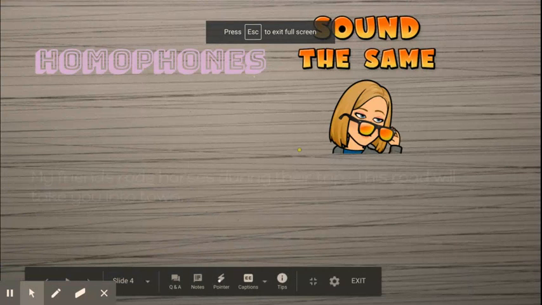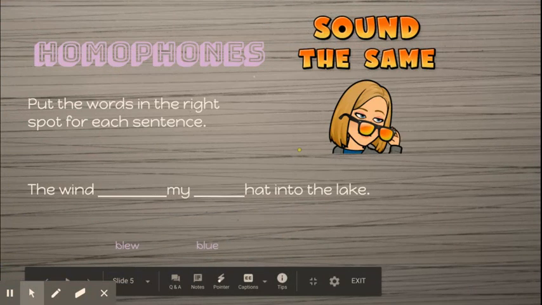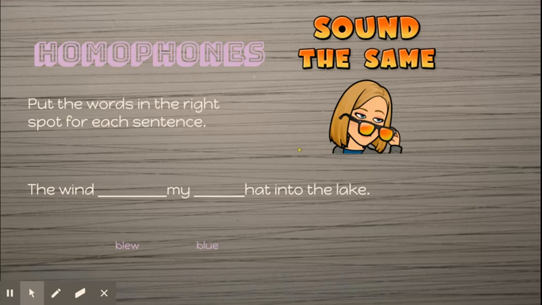So we are going to look at a couple of sentences and pick the correct word that goes into each sentence. So the wind blew my blue hat into the lake. So I have to decide which blue is going to go in the sentence first. You should have said the wind blew, B-L-E-W, my blue, B-L-U-E, hat. This is the color. This is a verb, an action that happens.